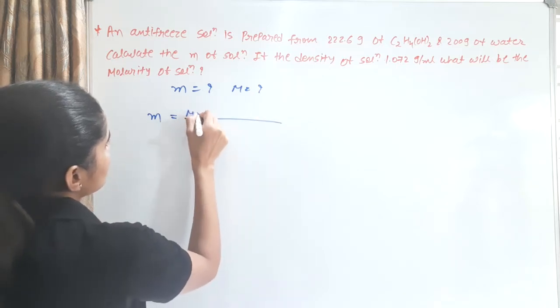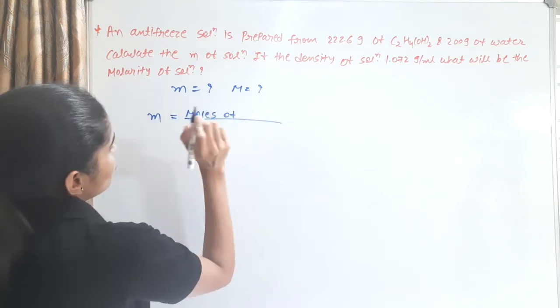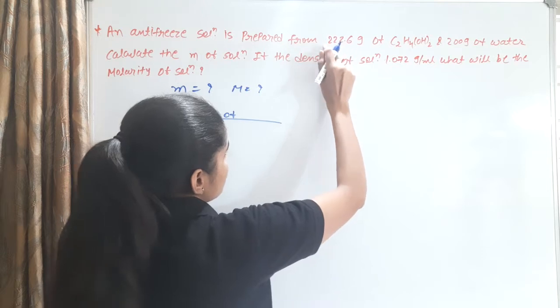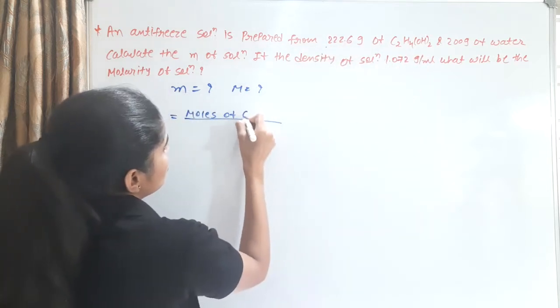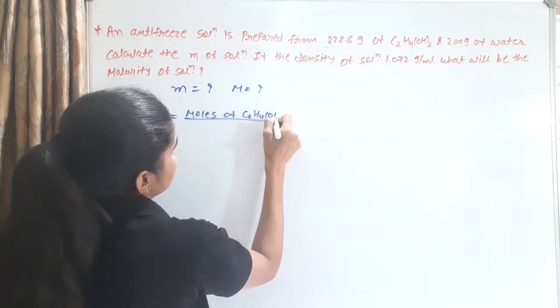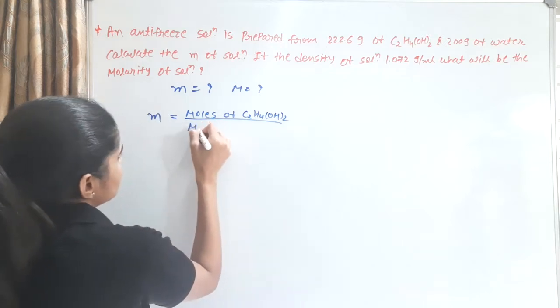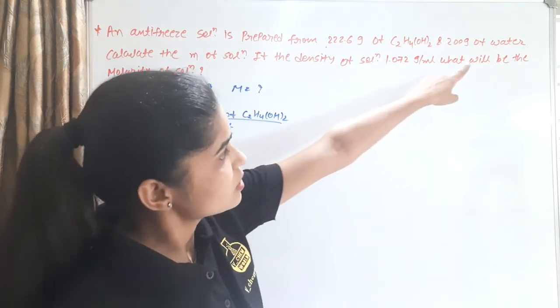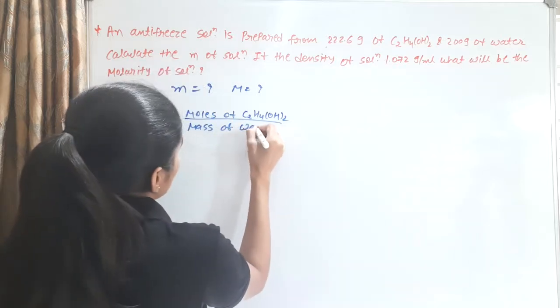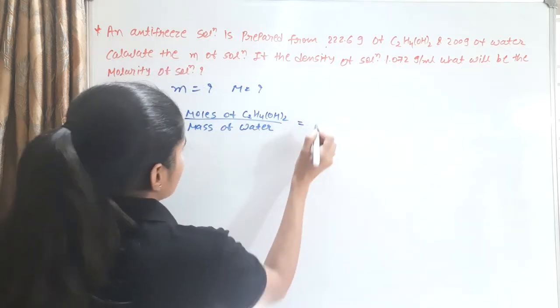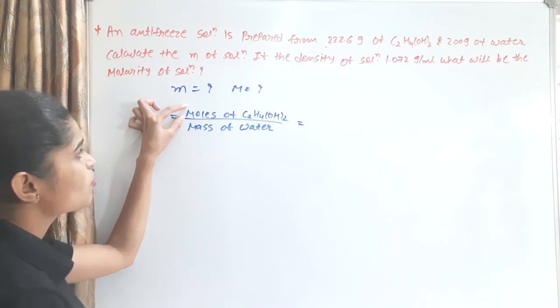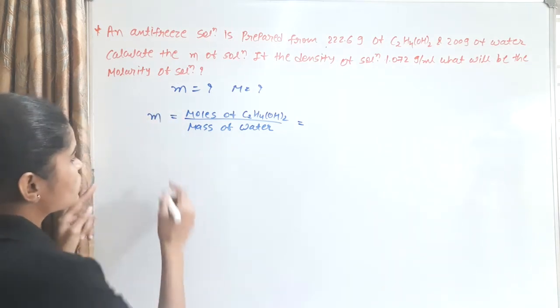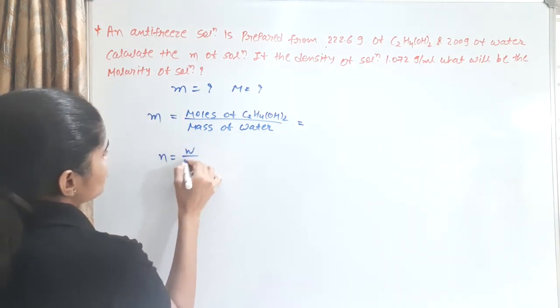Molality is equal to the moles of solute divided by the mass of solvent. In this question, the solute is ethylene glycol, C2H4(OH)2, and the solvent is water. First, we find out the moles. How to find out moles? n is equal to W upon M.